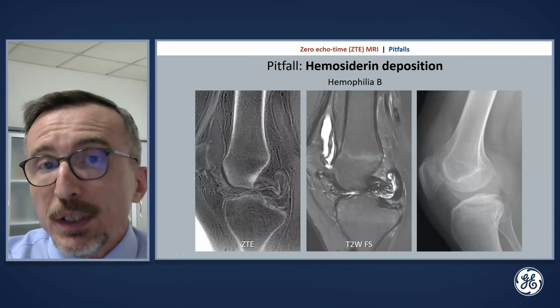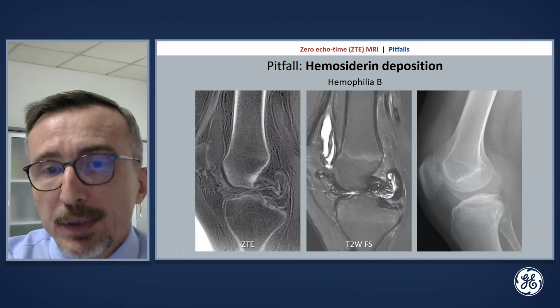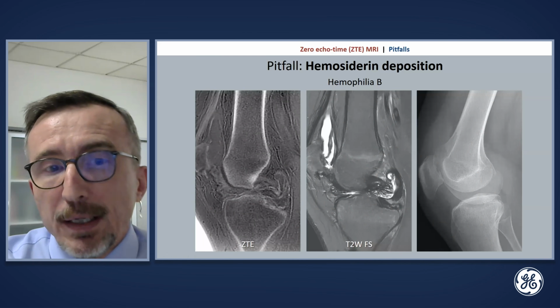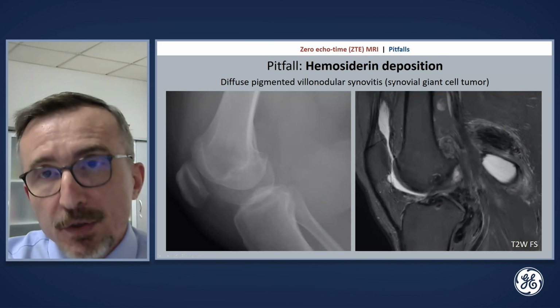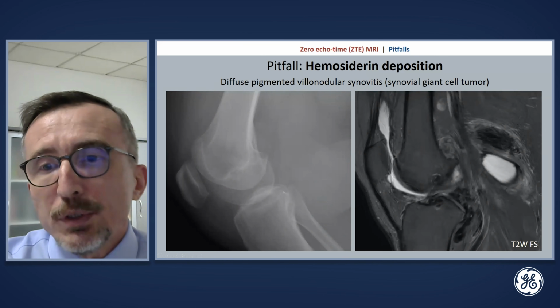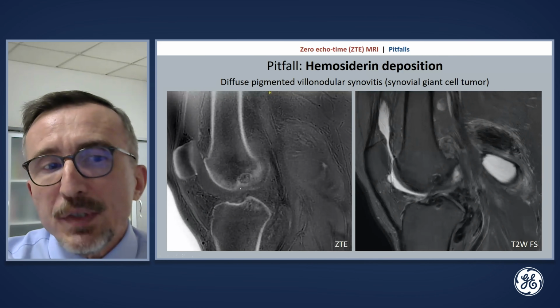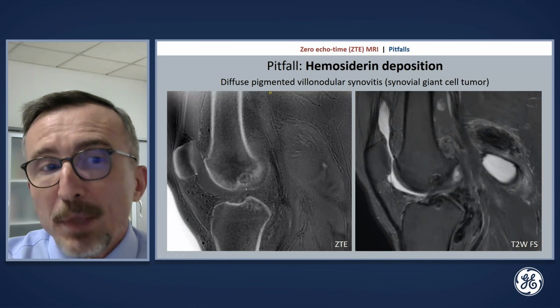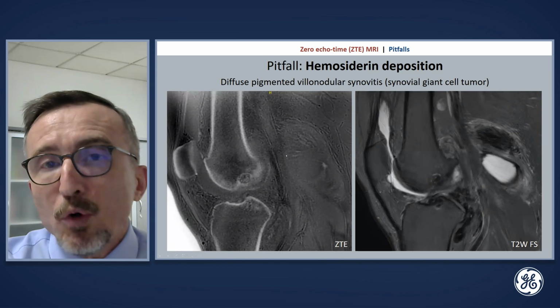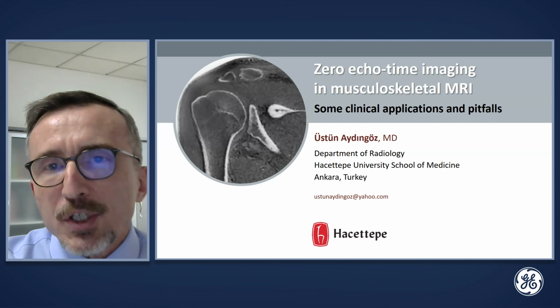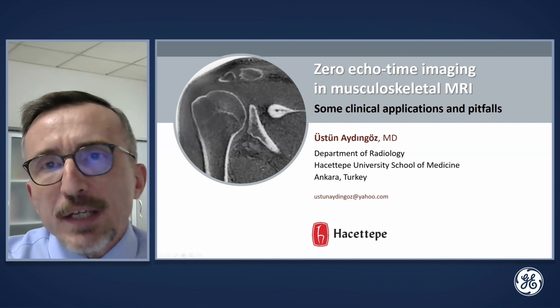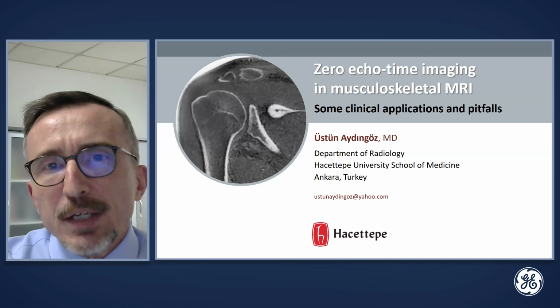Hemosiderin deposition, either with hemophilia B as here, or with pigmented villonodular synovitis, which is better known as tenosynovial giant cell tumor, may sometimes be seen in a pitfall manner, in a more whitish manner, if you will, on the inverted ZTE sequence. So these are some of the examples that we have seen in the last year, and it has been a pleasure for me to share them with you.